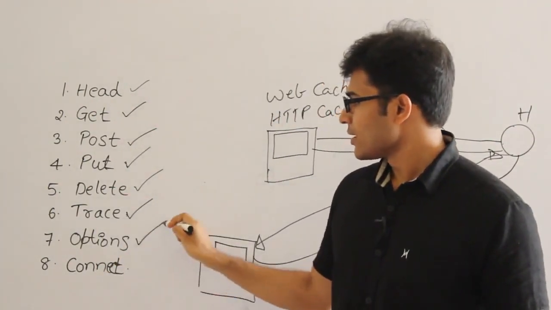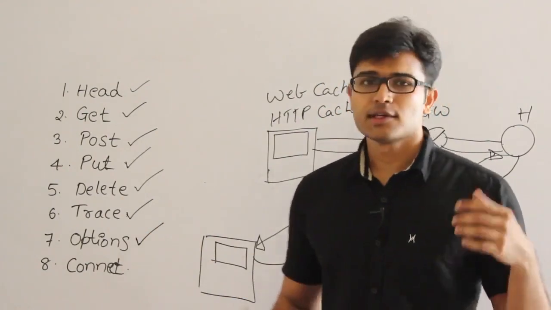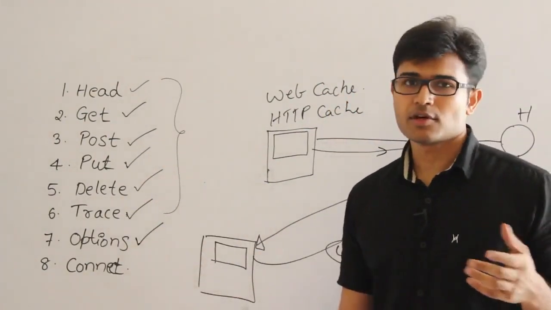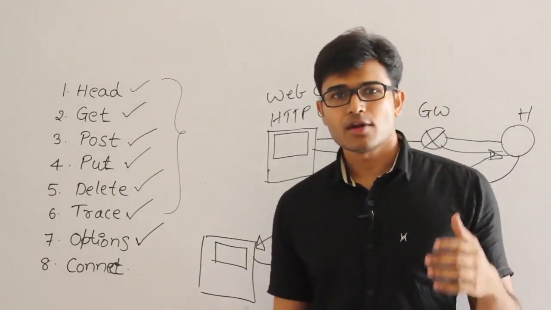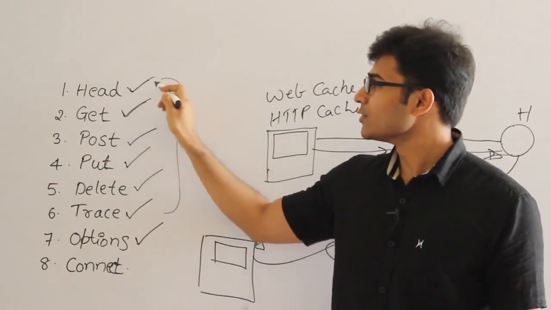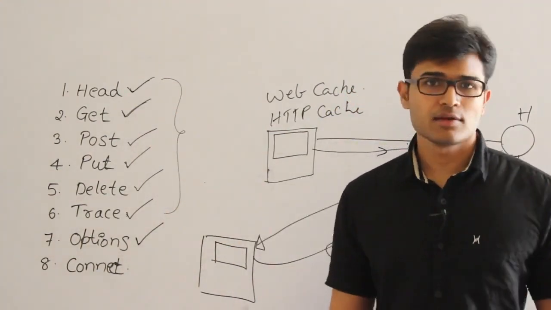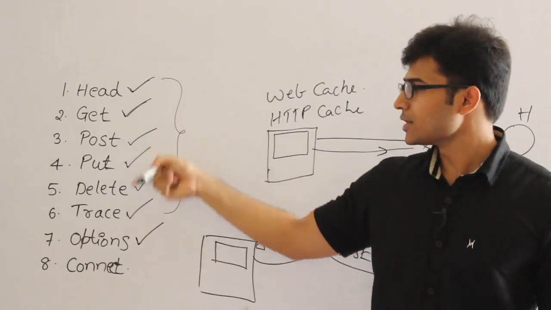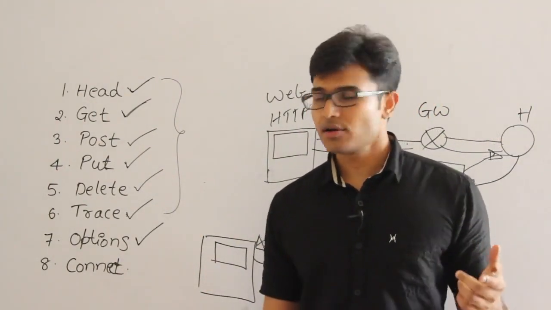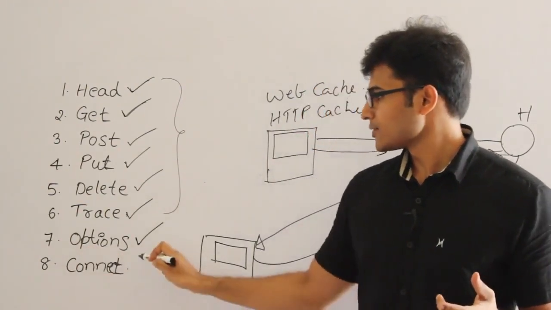And options is used when you want to find out whether a server is providing all these methods or not. Typically the servers are not supposed to provide all the methods. They are just supposed to provide head and get, only these two, which means you can find out the header and you can get the web page, and all the others are optional. If you want to find out whether these optional ones are provided by the server or not, you can use options. And the next one is connect.